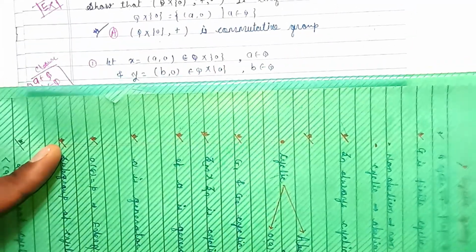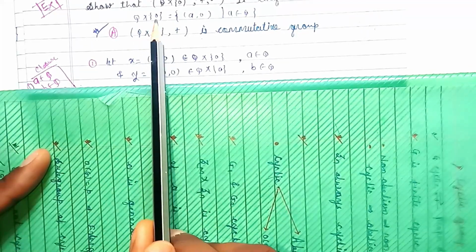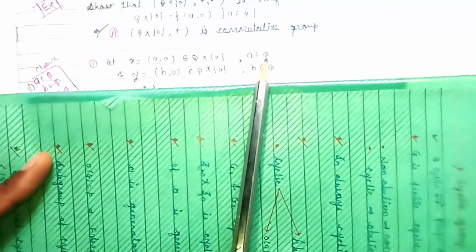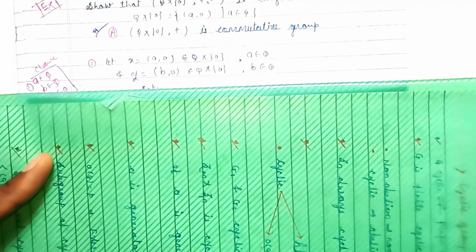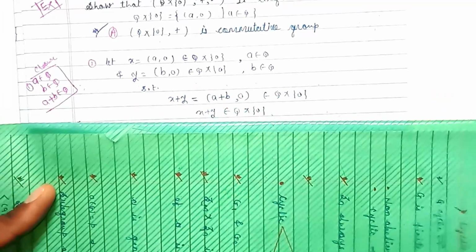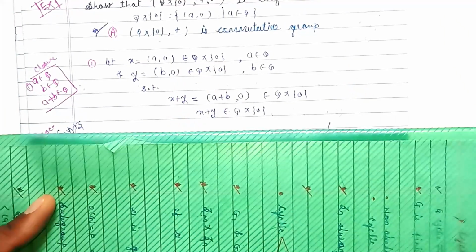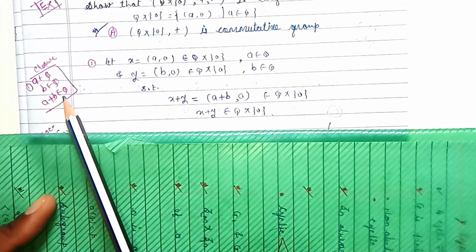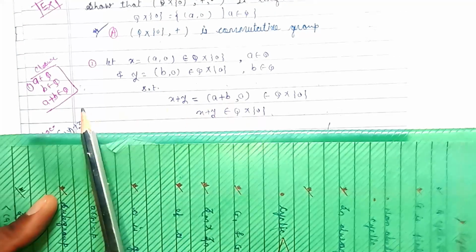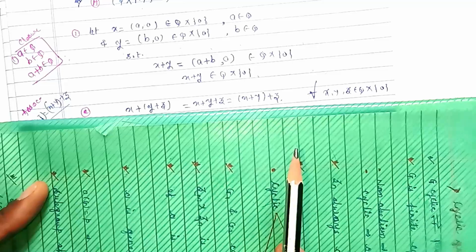We have the first property, closure. I select two elements of Q cross {0}: (a, 0) where a belongs to Q, and a second element (b, 0) which belongs to Q cross {0}. In order to show the closure property, we need two elements, and we try to prove that their addition is also in our group. If a belongs to Q and b belongs to Q, then we show that a plus b also belongs to Q. This is the closure property of our commutative group.